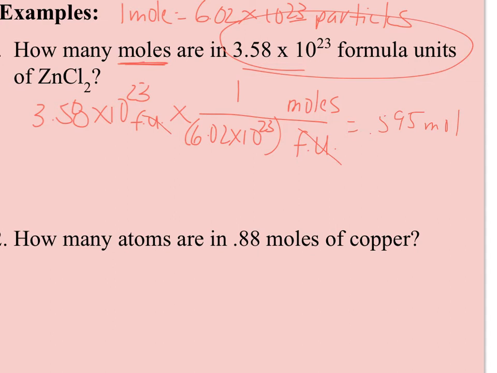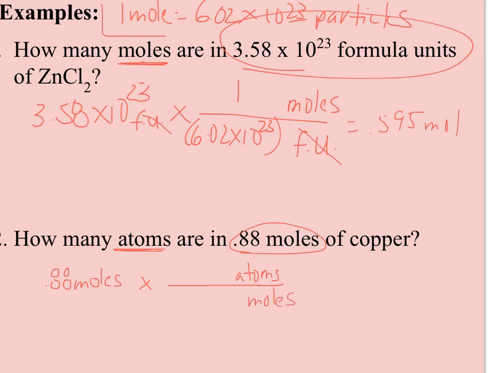How many atoms are in 0.88 moles of copper? Remember, what do I have? That's the first thing I write down. The number I'm given, I write down. I never use that to make my converter. Then, what am I being asked to find? I'm being asked to change it to atoms. So now I have to set up my converter of what I want, atoms, over what I have, moles.